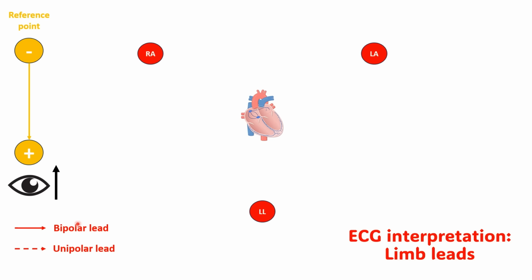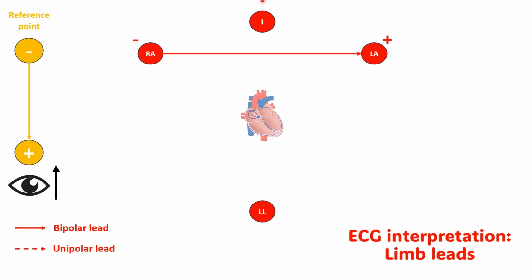Okay, and then we have this key at the bottom. The solid red arrow represents the bipolar leads, and the dotted red arrow represents the unipolar leads. Okay, so let's talk about the bipolar leads first. The bipolar leads, because of the "bi" within that word, measure the voltage or the electrical activity between two limb electrodes. So we have our negative pole, our positive pole. This is the electrode on our right arm and our left arm.